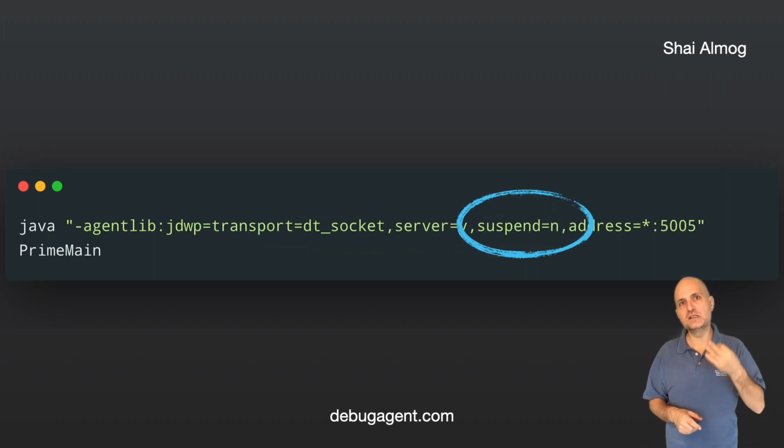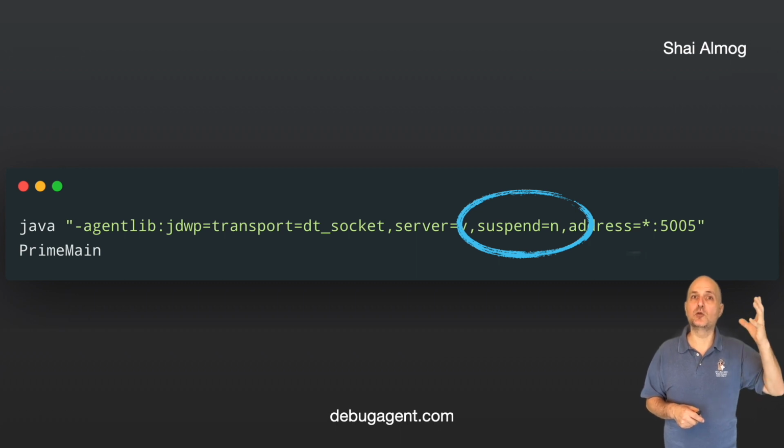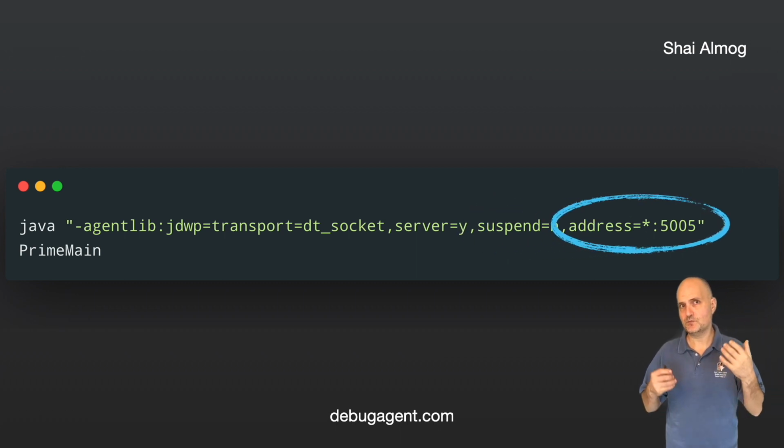We can optionally suspend the virtual machine on launch if you want to debug something right from the start. I've set this to no, which means the VM will start running right away. If you set it to yes with the letter Y, the VM will pause on launch and wait for the JDWP connection. This is the address and port we are listening on.